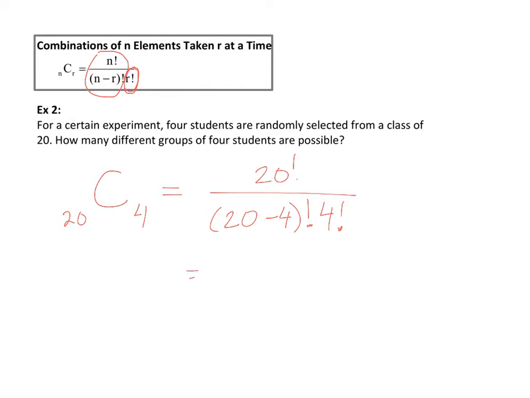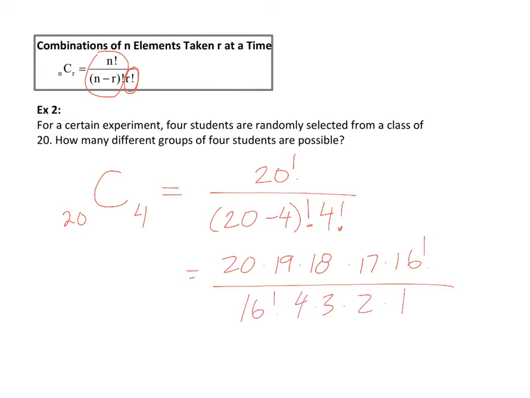So I use a little strategy to work this out by hand here. I got 4 times 3 times 2 times 1. So 4 goes into 4, I got 5 there. 3, that's 6, 2 goes into 6, that's 3. The 16 factorials cancel out. And if you were to work this out, you get 4,845 orderings where the order doesn't matter.